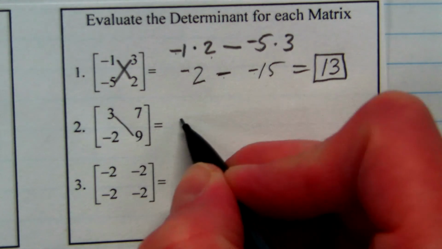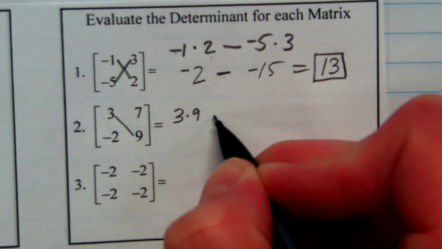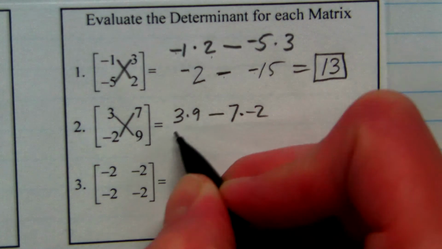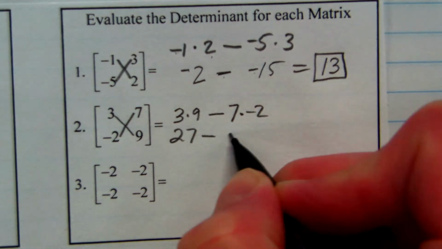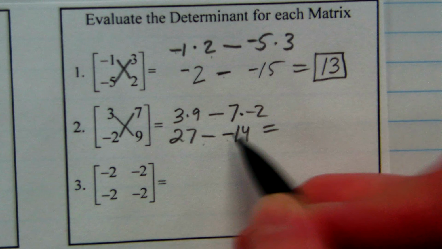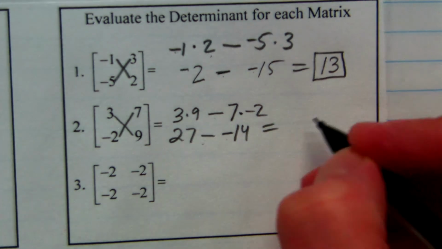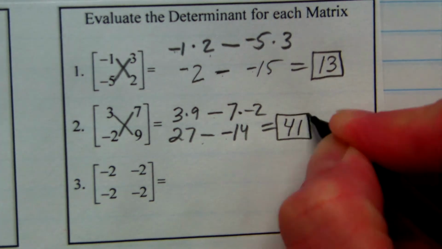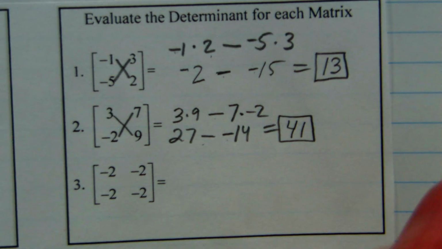So on the next one, we would take 3 times 9 minus 7 times negative 2. So it'd be 27 minus negative 14. Since you're subtracting a negative, that ends up making those add, and we get, what would that be, 41? And there's your determinant.